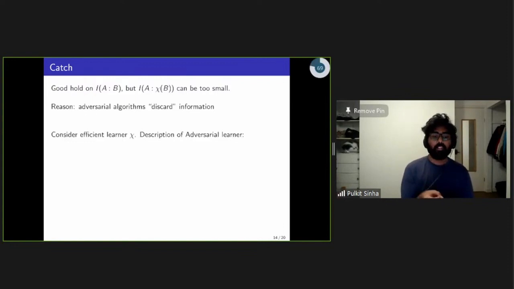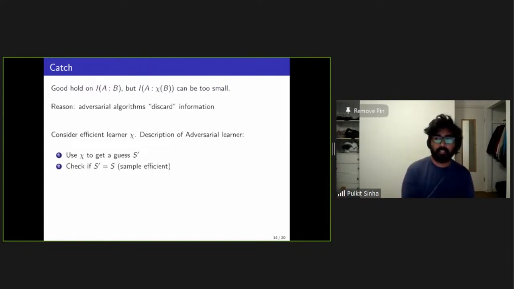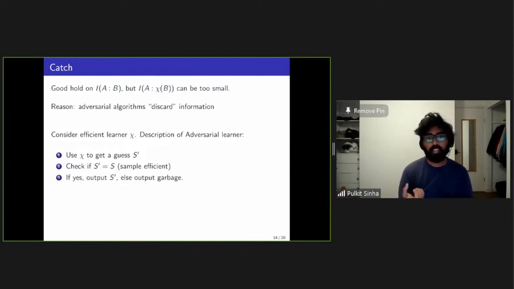So first, consider a black box learner chi. An adversarial learner is going to use this chi to give a new algorithm. Step one, it uses chi to get a guess s dash for s. Then the adversary learner checks, using possibly extra samples, whether s dash equals s. Note that this is sample efficient compared to learning s from scratch. Finally, if s dash was equal to s, it outputs s dash.